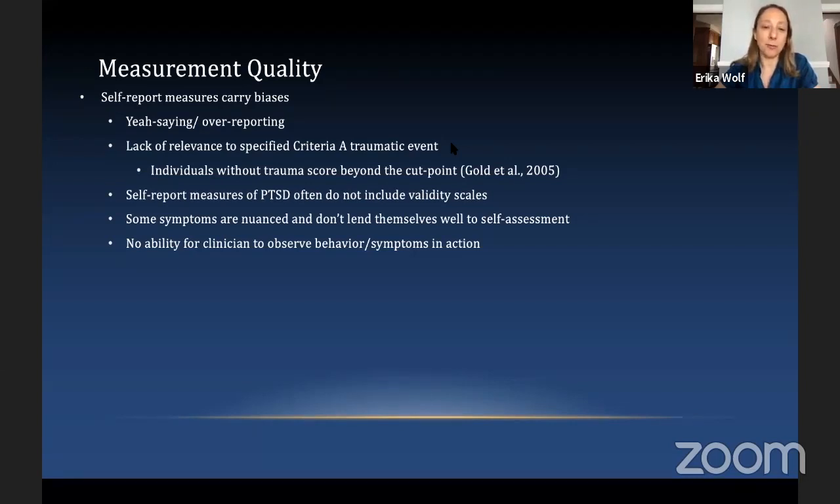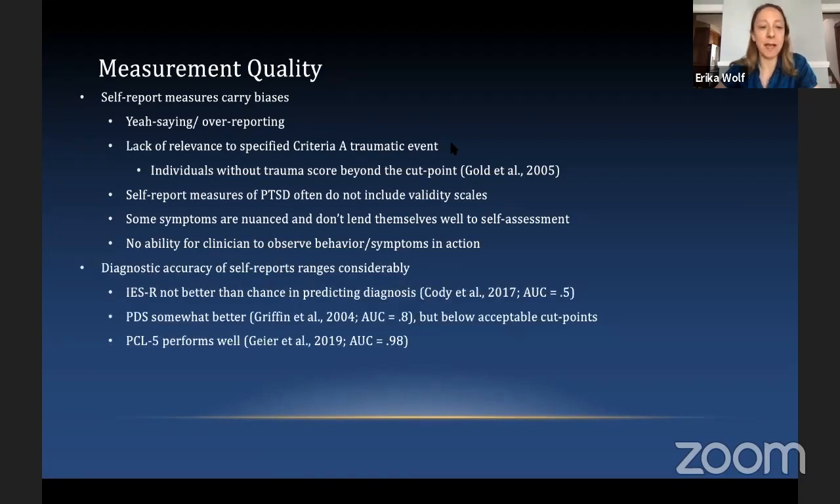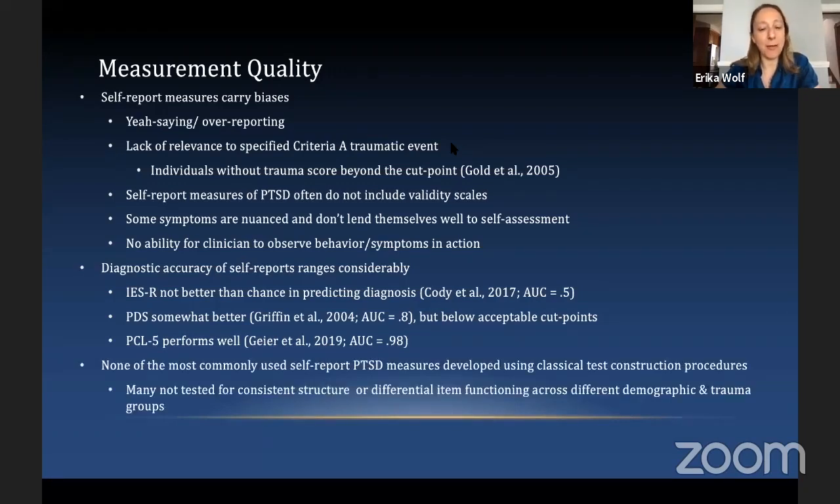Our traditional self-report measures of PTSD don't include validity scales to address these kinds of concerns, and they include pretty nuanced symptoms that you're asking people to differentiate between, say, re-experiencing a traumatic event versus anticipatory anxiety about the consequences of a traumatic event. And if you look at the diagnostic accuracy of our main self-report measures of PTSD, they're really not that great in comparison to clinical interviews. I should also mention that most of our PTSD measures haven't been developed using classical test construction techniques, which are a well-developed literature for how to develop measures with better psychometric performance. So these are really concerns that I have about the use of self-report measures with PTSD.